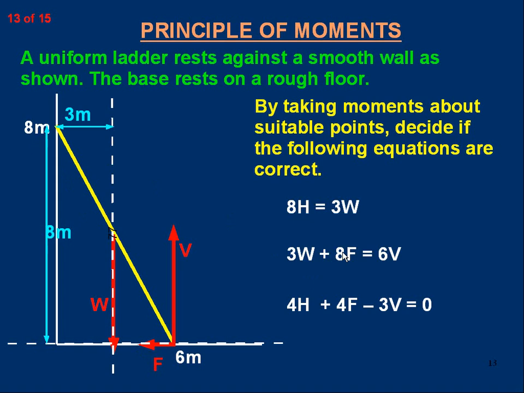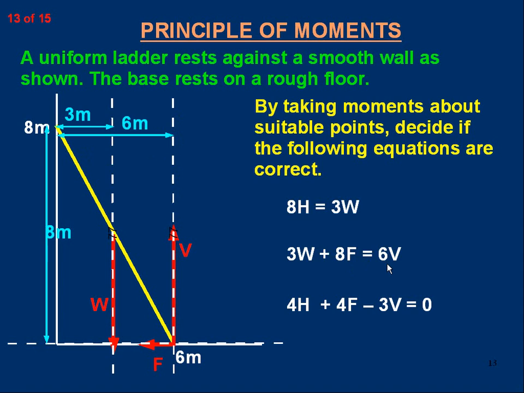Now if the principle of moments is correct and the ladder is balanced, that should equal the anti-clockwise moment. What is the anti-clockwise moment? Well, it's produced by the force V. Line of action of V there. How far is the line of action of V from that top point where we're taking moments about? Well, it's 6 meters, isn't it? So the anti-clockwise moment is V times 6, providing we're taking moments about this top point of the ladder. And that gives us the middle equation.